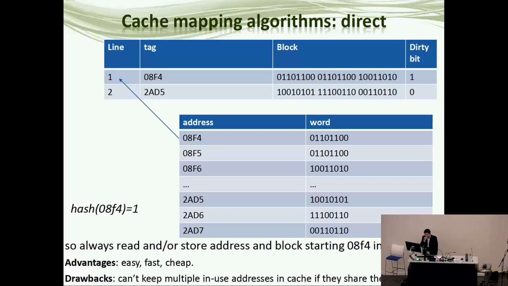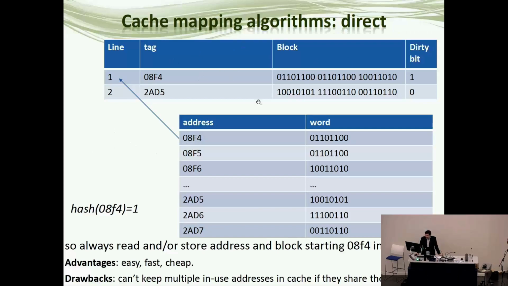So in a direct mapped cache, this is the simplest form of cache. We are going to take the address of memory. So I'm asking to read address 08F4 in this case. This is main memory. These are all the addresses. These are the contents. These are the words being stored. Okay? This is my cache. These are the lines of my cache.